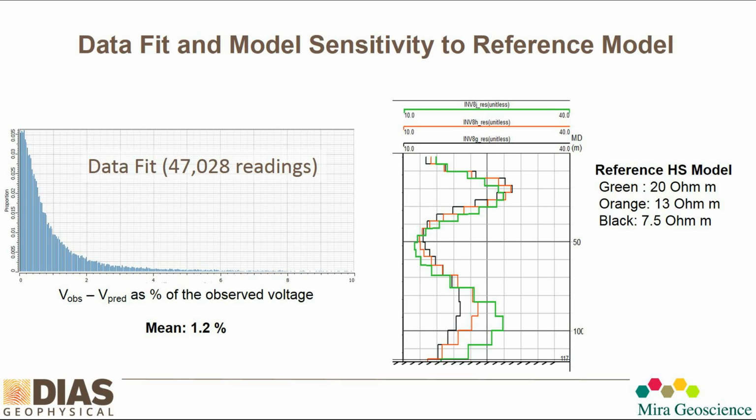We selected a variety of reference models. Here we see that we've used different half-space reference models at 20 millimeters, 13, 7.5, and they're represented here. And you can see that in the near surface, all of those reference models work quite well. As you get to greater depth, you can start to see deviation away. In general, we got an excellent data fit with a mean of 1.2% through the whole data set.